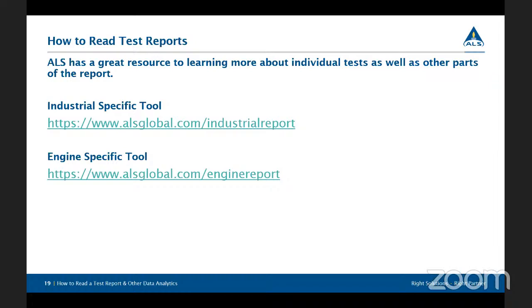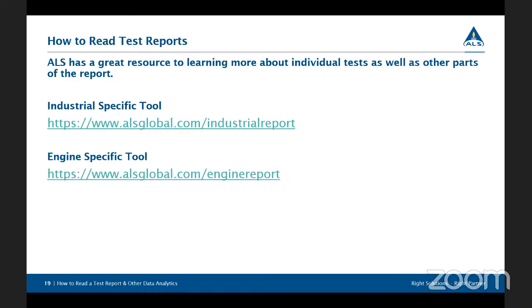of what metals are generated from what different components, but we have a great resource for learning more about individual tests as well as other parts of the report. So I'm going to leave this up here on the screen just for a second. You can go to alsglobal.com/industrial report. That will give you a tool of how to read a test report, and it does give you that element by element specification of what are possible sources.